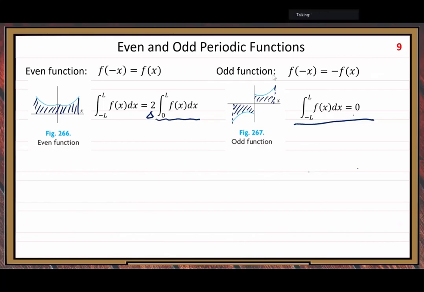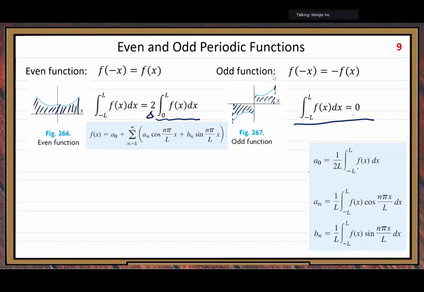So with this property, we can simplify our general version formula. This is our general version formula. But sometimes we may apply the Fourier series expansion on an even function, sometimes on an odd function. So we can simplify the expression. So this is the L version, general version. Now, for even and odd functions, we have simpler versions.